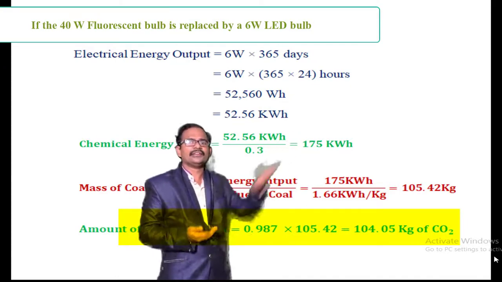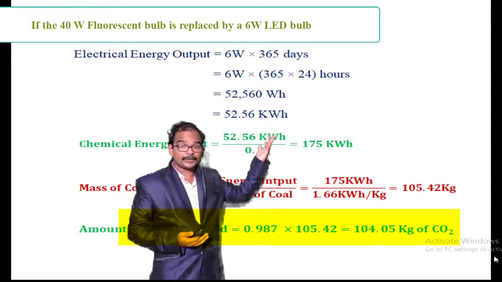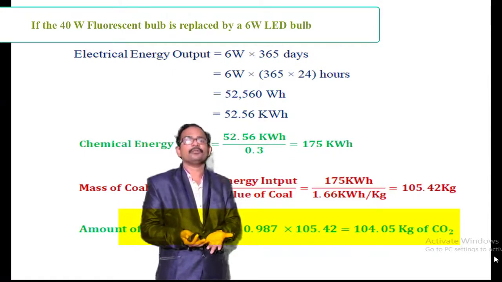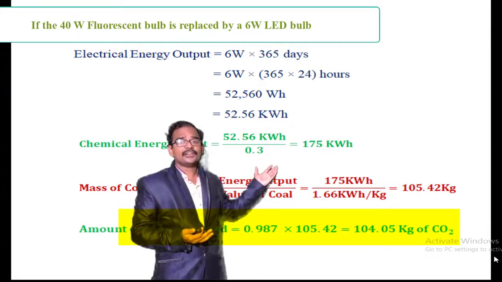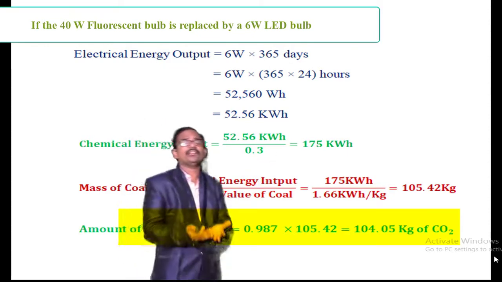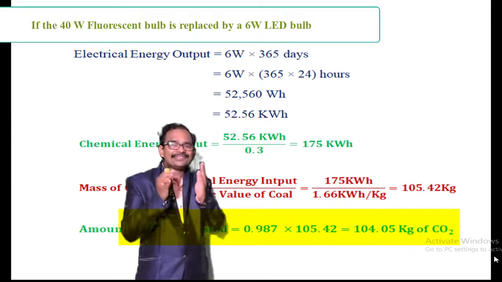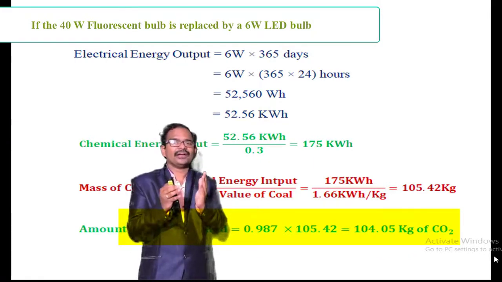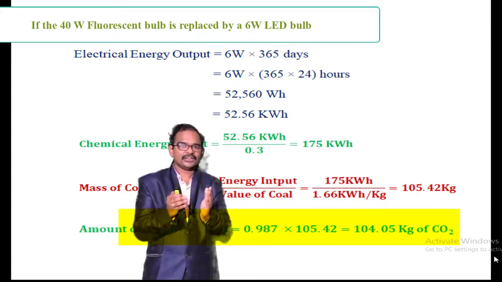Where is 703 kg and where is 105 kg? And what is the amount of CO2 we are liberating into the atmosphere? It is just 104 kg of CO2 per year. But by using a fluorescent lamp, I am sending how much? 694. Where is 694 kg of CO2? Where is 104 kg of CO2? It's obviously 82% reduction. Right. This is the essence of the energy conservation. Right. Got surprised, right? You never think in this direction.